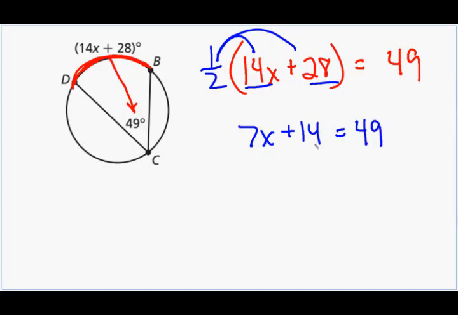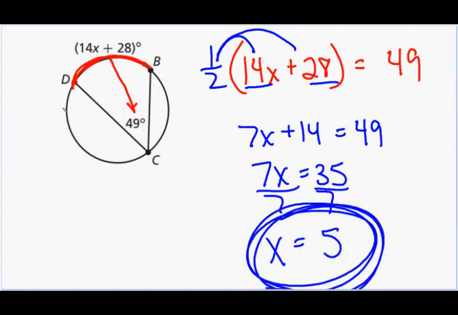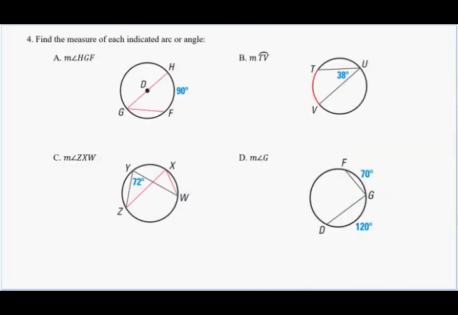And then we're going to subtract 14. 7x equals 35. Divide both sides by 7. X is equal to 5. All right.